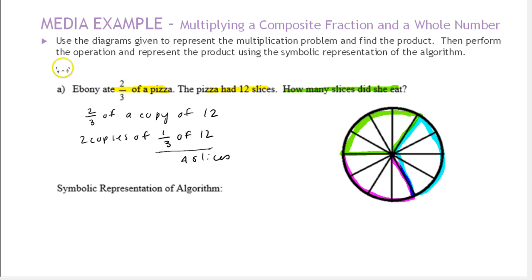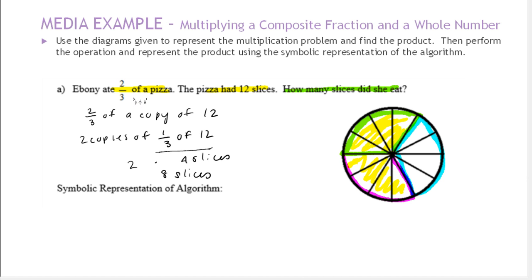But if we have 2/3 of 12, that's 2 copies of 1/3. So instead of just 1 copy, she had 2 copies. Let's highlight that in yellow. So she had all of these pieces. Notice that's just 2 times 1/3, or 2 times 4 slices. So 2 times 4 slices, which is 8 slices.